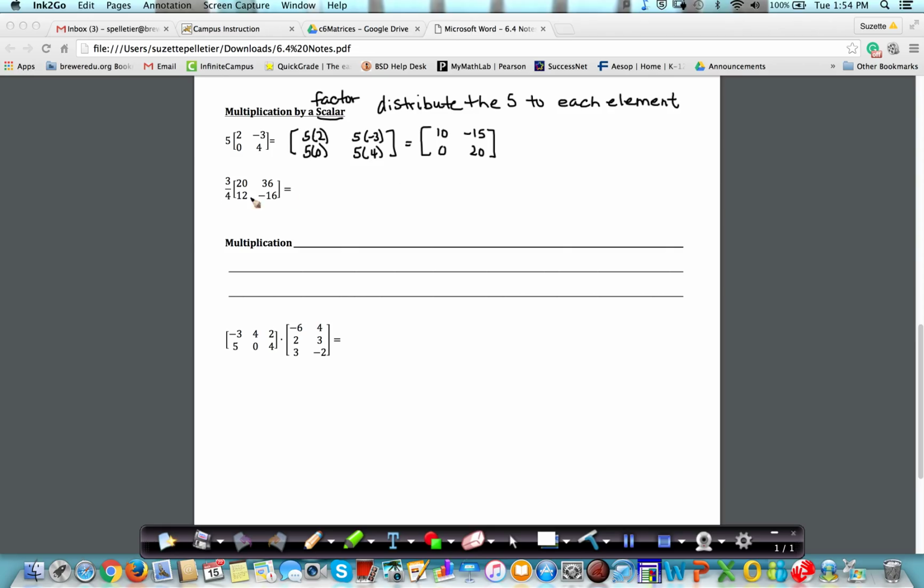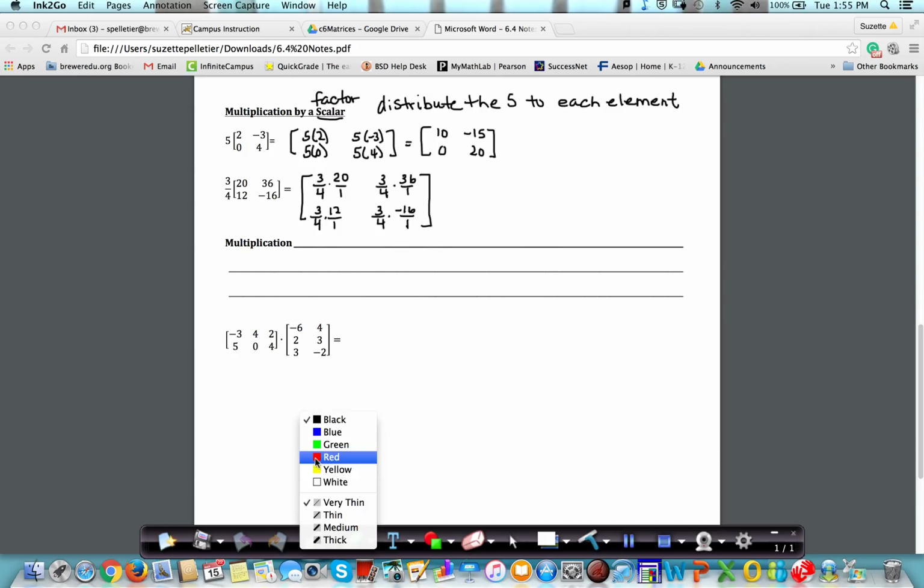Okay. Second one, this involves multiplying by a fraction. So you need to kind of think about your fraction rules. You use what you know about fractions. So you're going to do 3/4 times 20, which is the same thing as 20 over 1. 3/4 times 36, which is the same thing as 36 over 1. 3/4 times 12, which is the same thing as 12 over 1, and 3/4 times -16, which is the same thing as -16 over 1. And so I'm writing all of those whole numbers over 1 as fractions so that I can use what I know about canceling or reducing to help me.